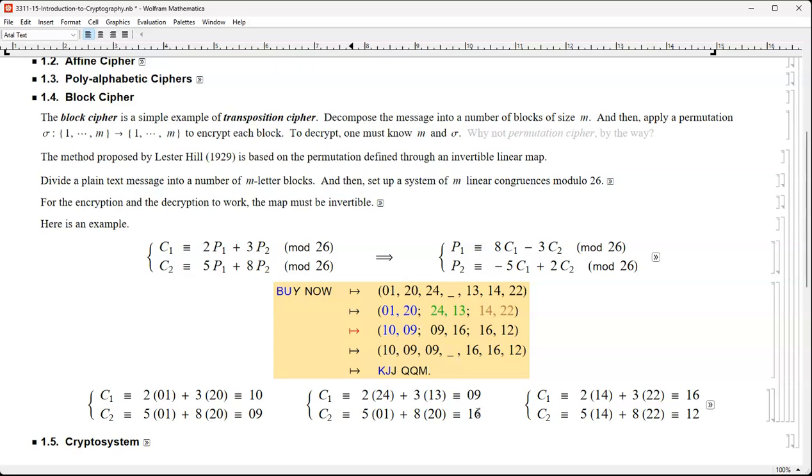And then the next two letters, green, 24 and 13. Put those in, same map here, and then we end up with 9 and 16 respectively. So that's going to give me JQ.